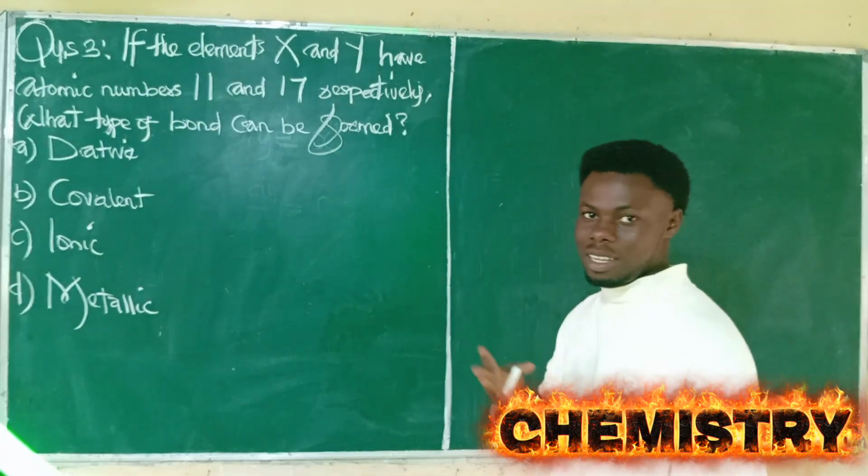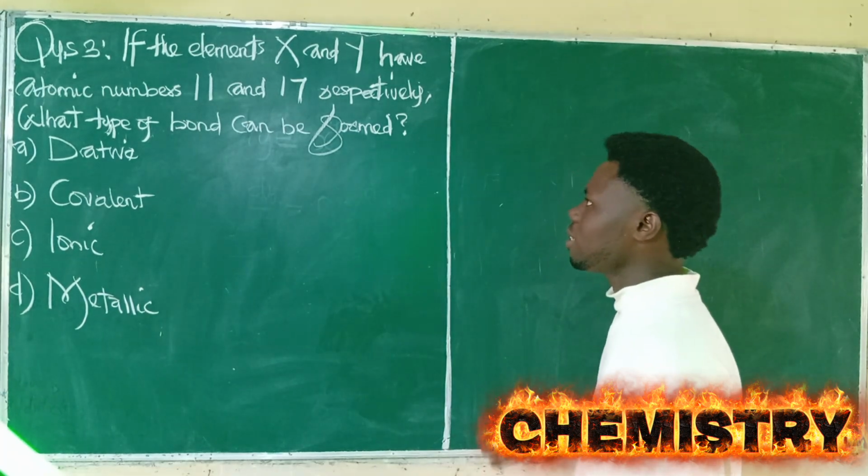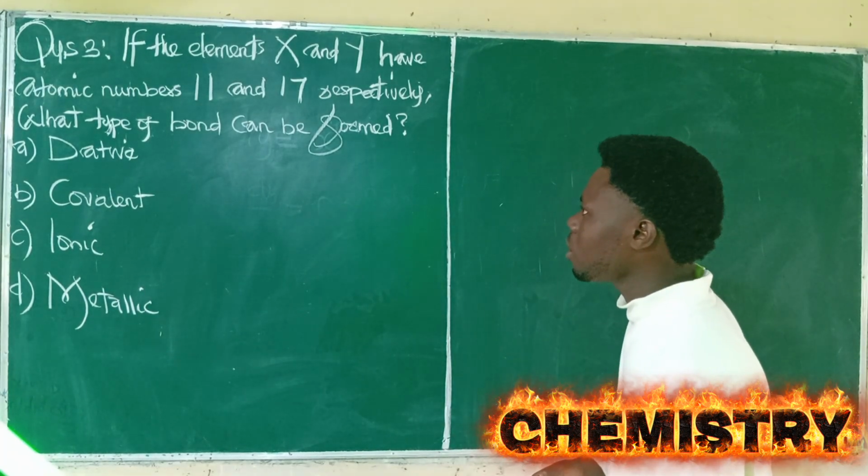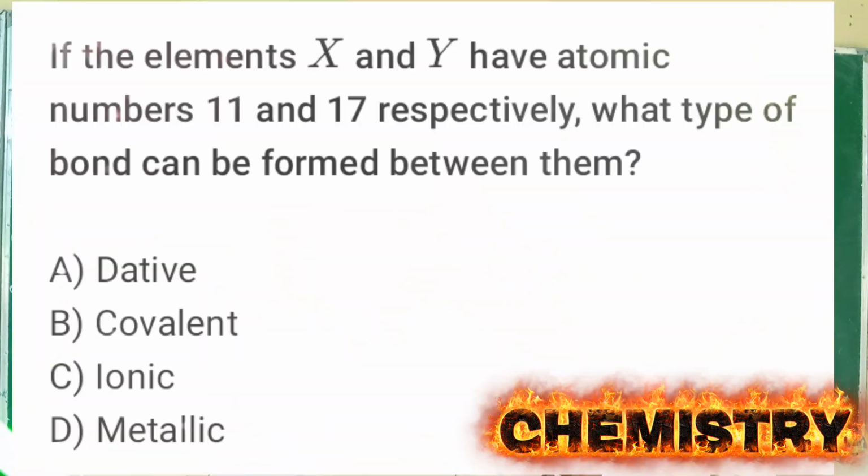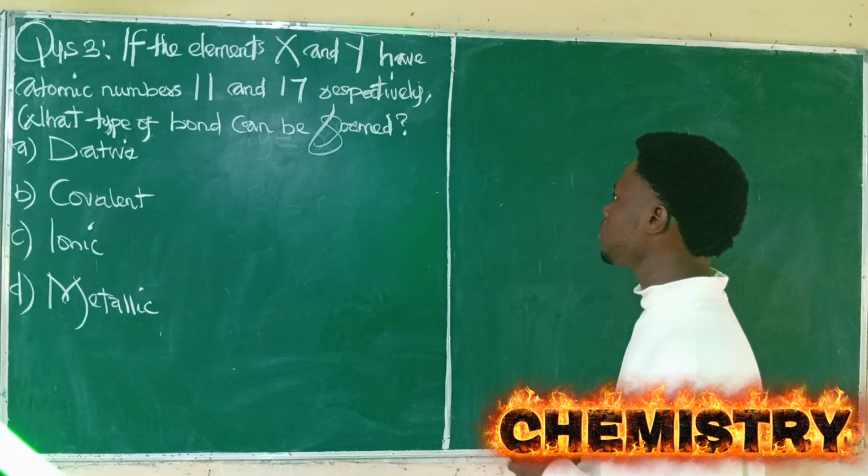Let's consider the next question, which is question number 3, and this is chemistry. The question says, if the elements X and Y have atomic numbers 11 and 17 respectively, what type of bond can be formed? Option A, dative bond, B, covalent bond, C, ionic bond, and D, metallic bond.